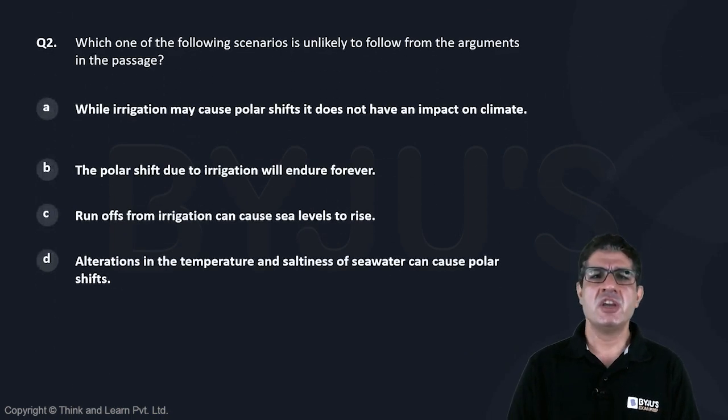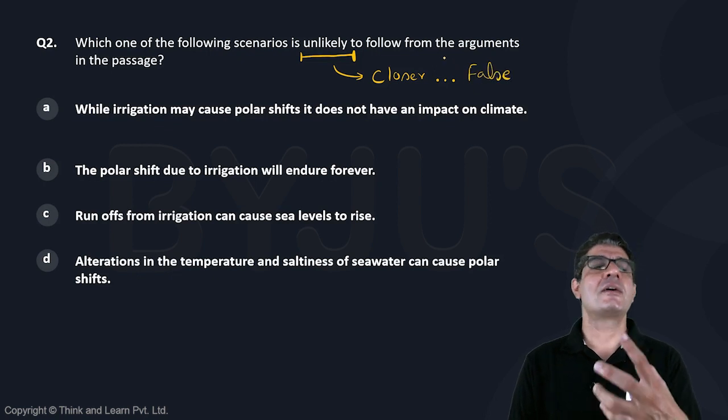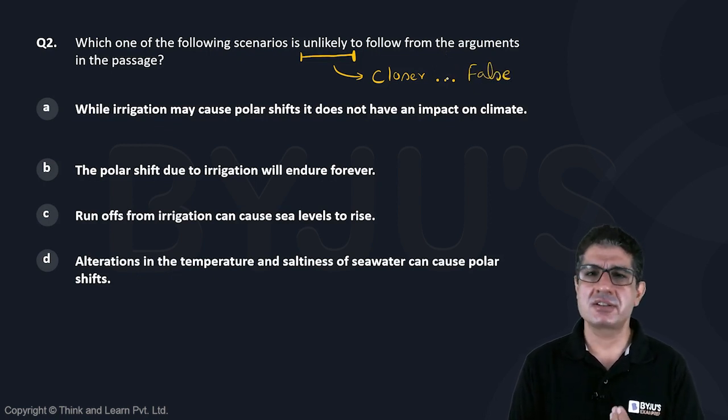Question number 2. Which one of the following scenarios is unlikely to follow from the arguments in the passage? So first up, what do you understand by unlikely? Unlikely is that very low probability of being true. So basically, the closer an answer choice is to being false, the better that answer choice is for us.